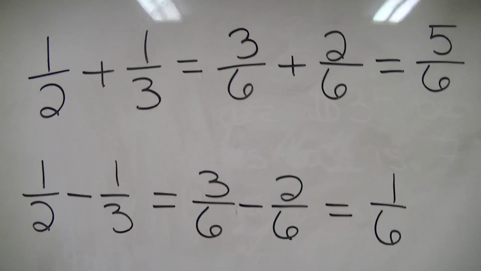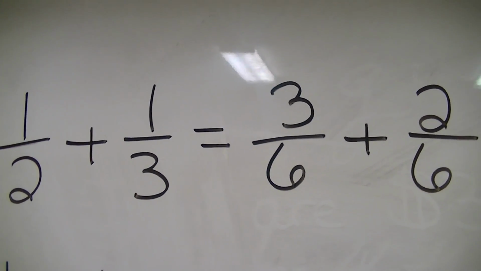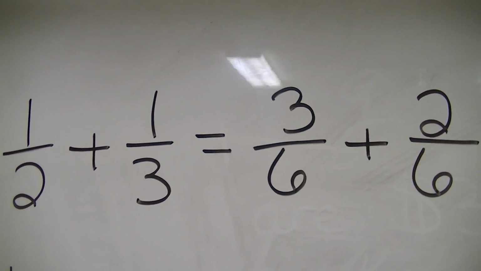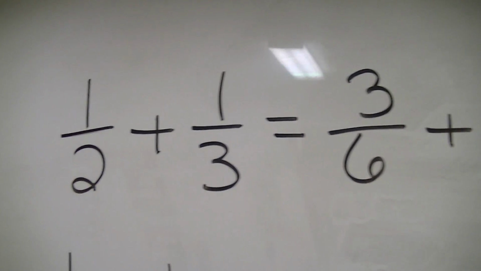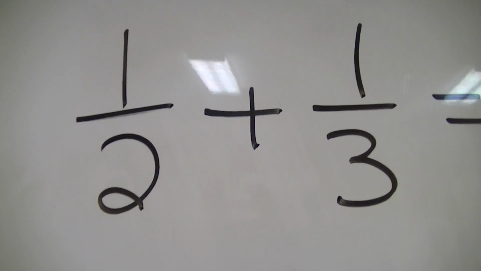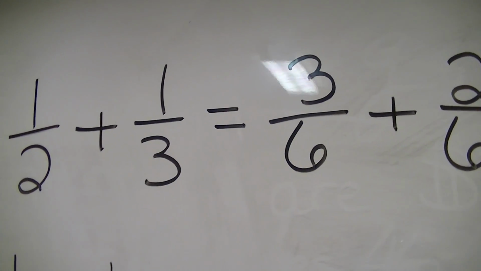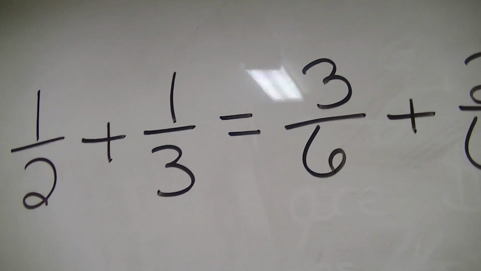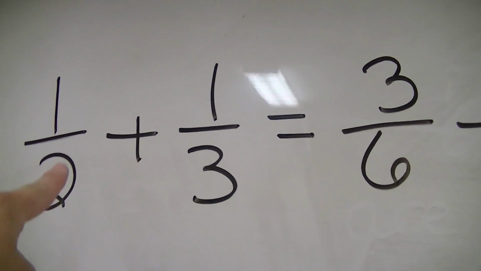So what we did here, let's just focus on this. 1/2 plus 1/3. I've got to think of a number that 2 and 3 both go into. In this case, I can multiply our bottoms together. 2 times 3 gives us 6. So 6 can be my bottom number. But now I've got to ask myself, 2 times what equals 6? In this case, 2 times 3.